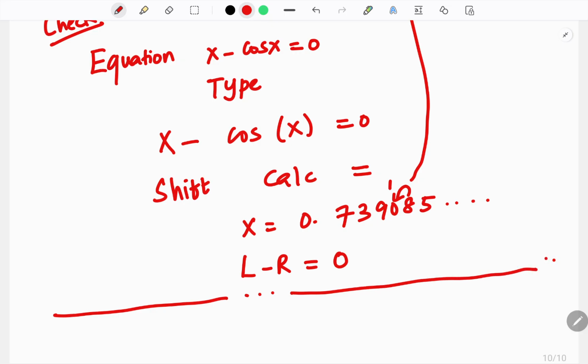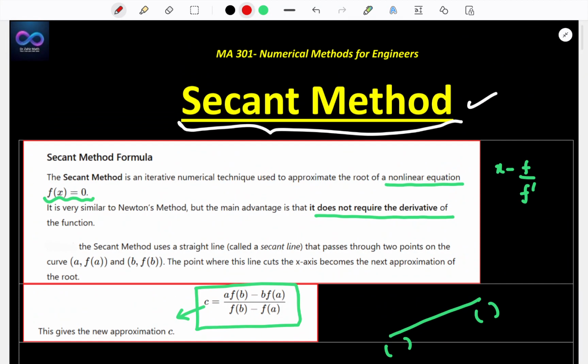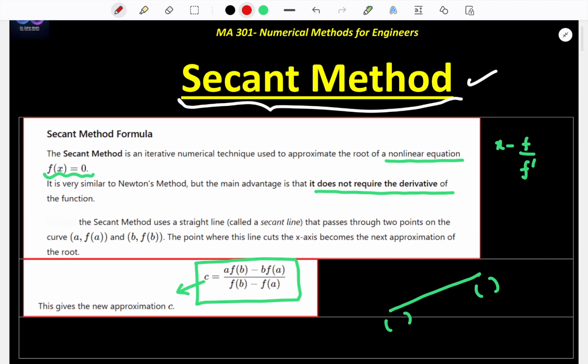Now I wanted to ask you one question, only for those who really want to know the subject. Teacher, you said while starting the numerical methods, the secant method, right? What did I say? You have to measure on the straight line because you're going to take two points on the line. Can I explain once again? See here. The secant method uses a straight line that passes through two points on the curve.